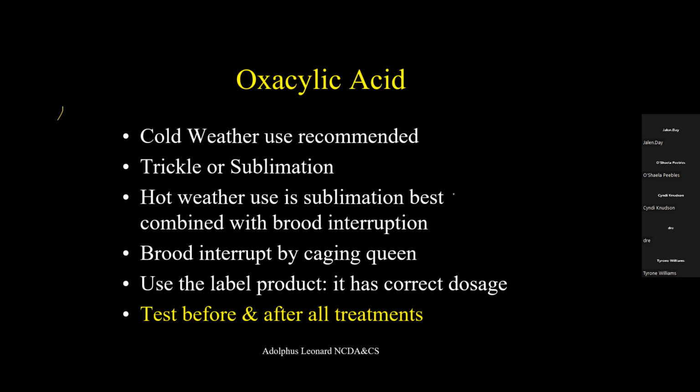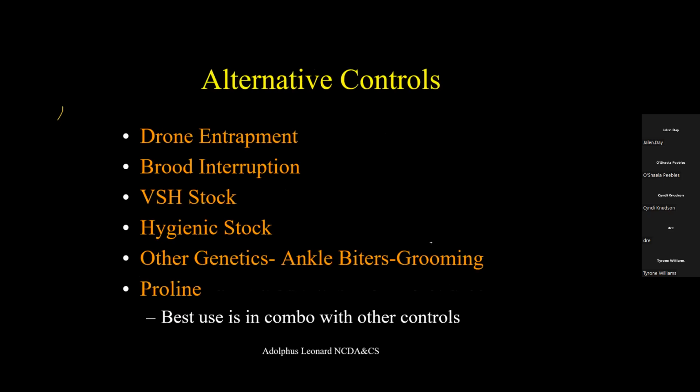Brood interruption we talked about. At a very basic level, you can actually cage a queen for a couple of weeks and then release her. That's a brood interruption. But testing is the most valuable thing you can do. You can't make good decisions if you don't have good data, good information.